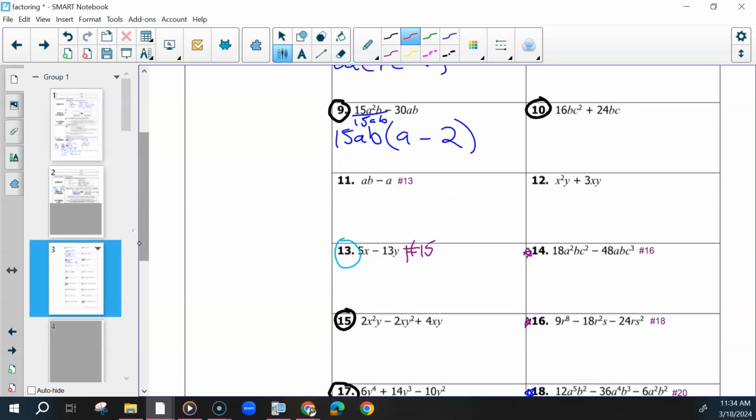12. What do those have in common? Just 1. 1x and 1y. We divide that out of both pieces. What's left? X squared, x plus 3 on the inside. What about 13? It's already prime. Yes. There's nothing we could divide out except for 1, which means it's already prime. There's nothing else we can do there.